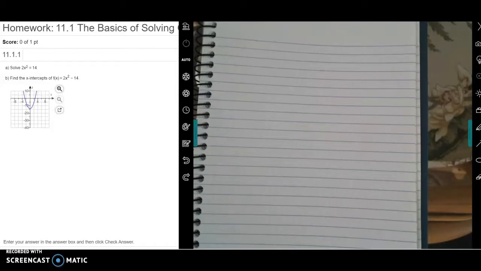So there's a few different techniques and methods that can be used to solve quadratic equations. You can use something called the square root property. You can use a method called completing the square. You can use a factoring method. You can use the quadratic formula to solve quadratic equations. So we're just going to start going through and looking at some of these different methods.